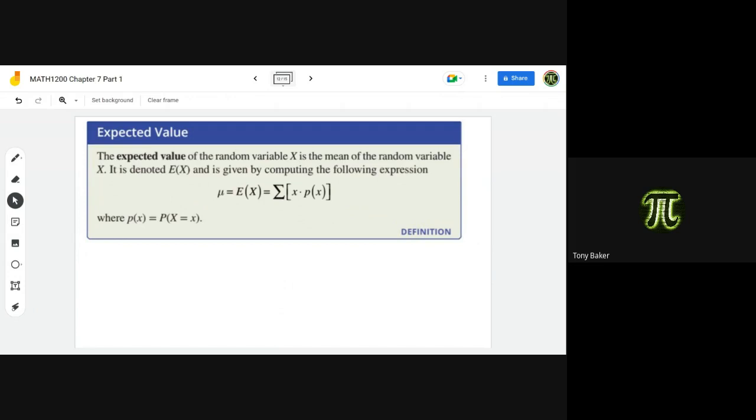Expected value helps you to determine what you would expect to earn given a certain amount of things. In essence, expected value helps you figure out what the average is of whatever's going to happen. So what are the odds of those things happening?